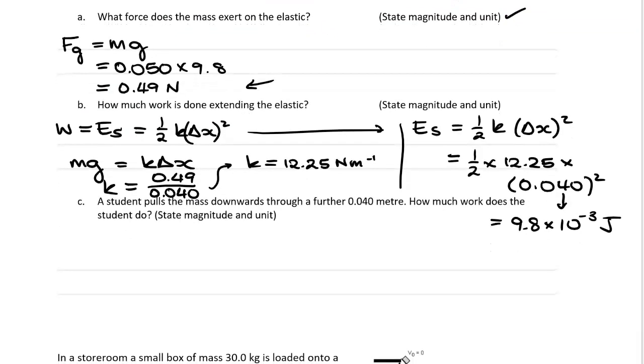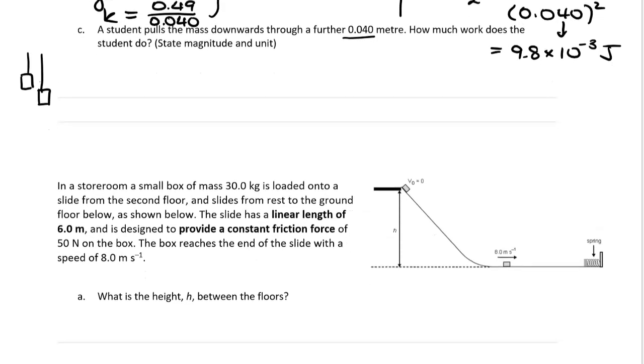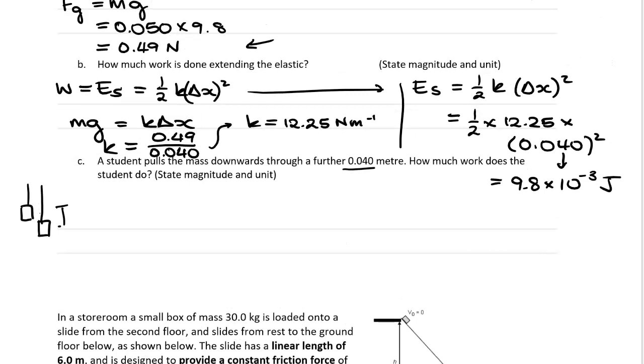Next one, the student pulls the mass downwards through a further 0.04 metres. How much work does the student do? So we need to break this situation up. We have the piece of elastic and the mass, and that mass was stretching the elastic to a particular point. So imagine we haven't actually let the mass apply force yet. Once we've actually hooked it on and let go, we've had a change in the length, and that's work done due to the mass. If we have someone's hand come along and they pull the mass down even further, then there's going to be another extension here, which we're told is 0.04 metres.